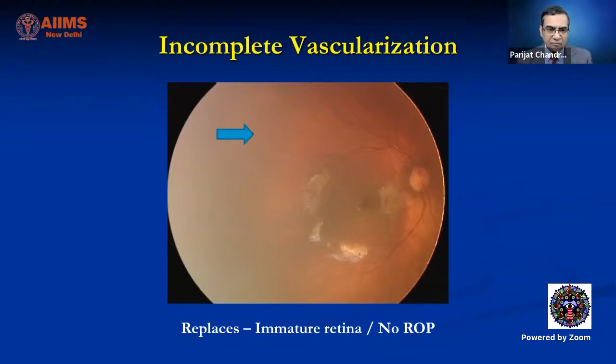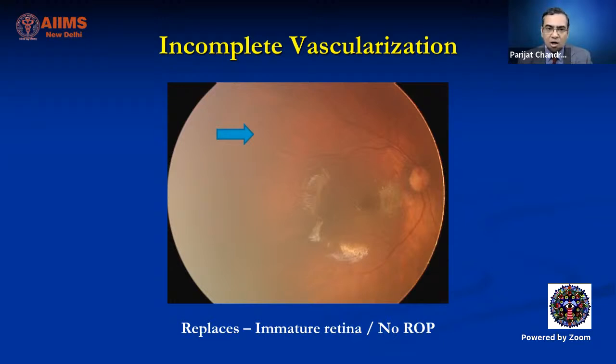While we are talking of this, let's talk about some stages. So what is incomplete vascularization? Earlier we used to call it immature retina. What the new classification says is that you need to call it incomplete vascularization and not immature retina or no ROP. Incomplete vascularization means that the retina is normally growing from the disc towards the periphery. If it's incomplete vascularization, it means that you are examining the child young enough and the vascularization has not proceeded towards the ora serrata as yet. But there is no ROP. As you see, there is no ridge, there is no demarcation line, so there is no ROP.